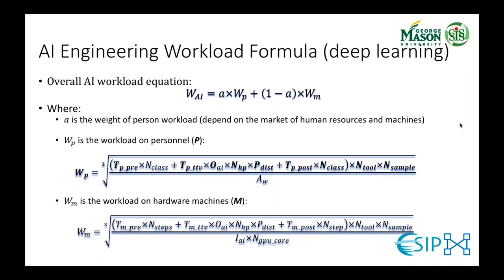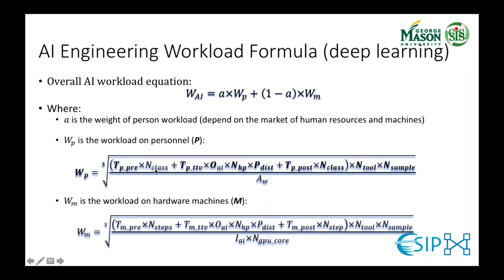The person workload is defined by the pre-processing time multiplied by the number of classes you want to classify, if that is a classification problem. Plus TTV, the train, test, and validation time, multiplied by OAI, the complexity of the AI algorithm, the number of hyperparameters, and the probability distribution of the sampling data set. If that distribution is normal, it will take way less time to train.